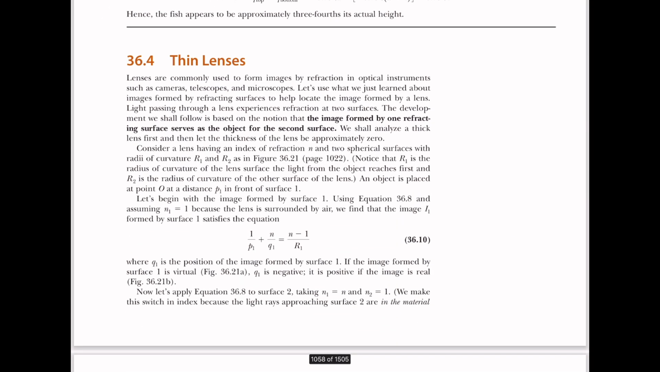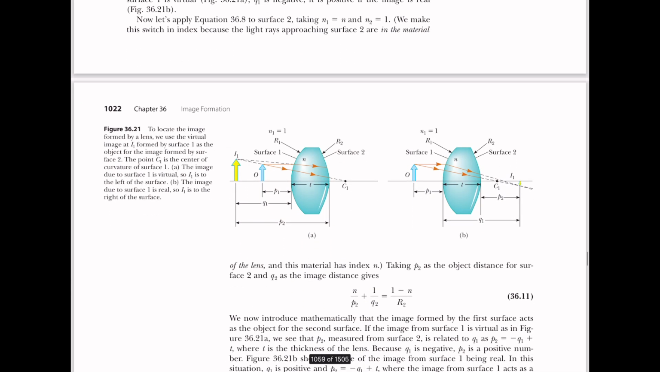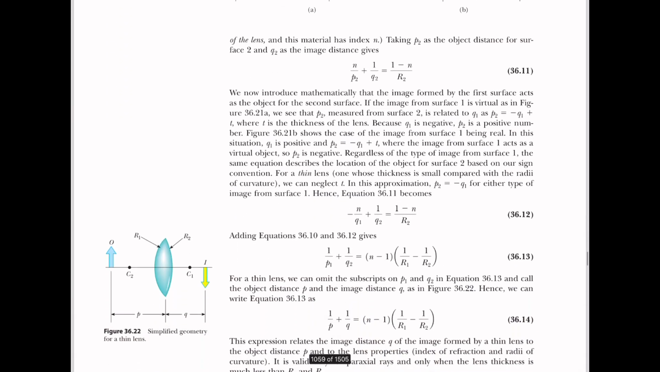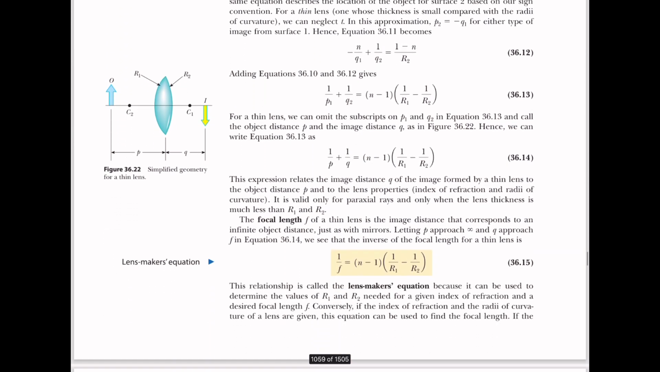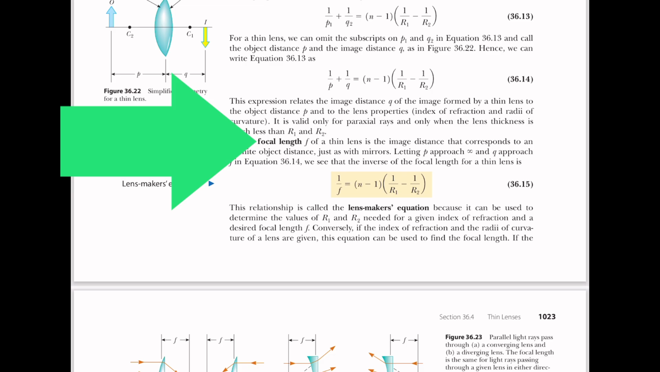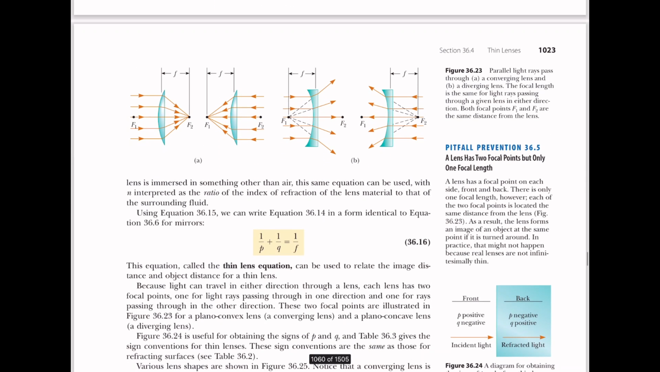Okay, 36.4, thin lenses. The image formed by one refracting surface serves as the object for the second surface. Okay, I think that makes sense. Again, something that looks like the cross-section of some glasses or contact lenses. That's just kind of what I think in my mind. Another F equation including focal length. So, okay, F could be focal length. Nice, I learned something there.